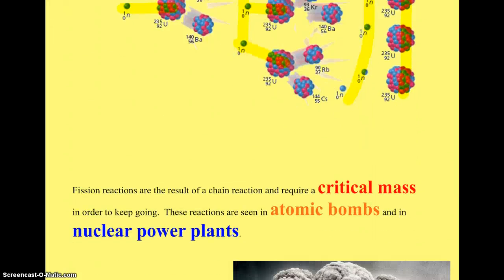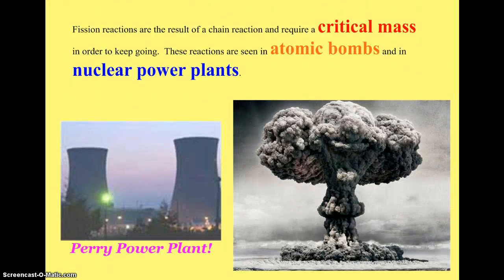Now, if we want the reaction to keep going, then we need to have a critical mass of uranium available, or plutonium. And when this is happening, we're talking about a nuclear power plant, like down the road in Perry. If we don't want it to keep going, if we just want one burst of energy, then we don't need to have a critical mass. We're just going to need a very small amount of fissionable material, as we'll see. And when that happens, we have an atomic bomb explosion.